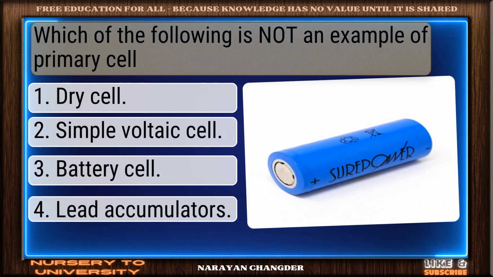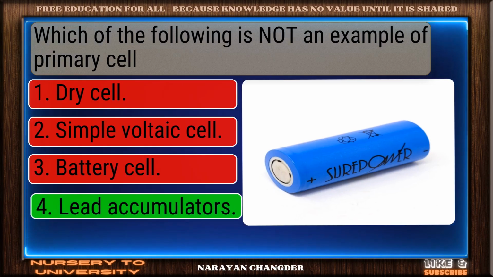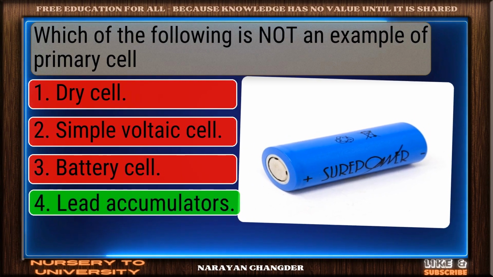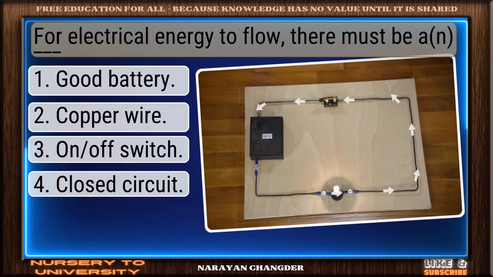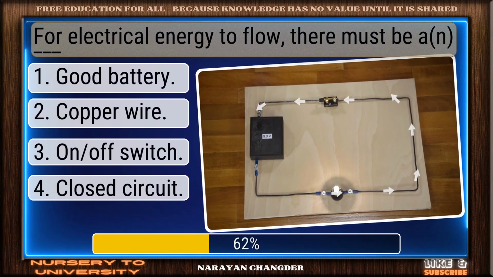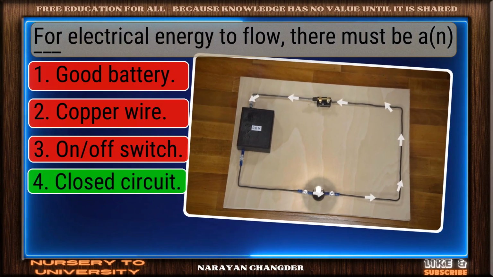Which of the following is not an example of primary cell? Exactly. Lead accumulators make sense and it is the right choice. For electrical energy to flow, there must be a dash. Great thinking. Closed circuit is the right choice.